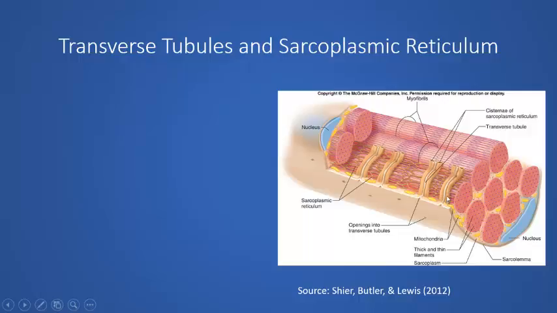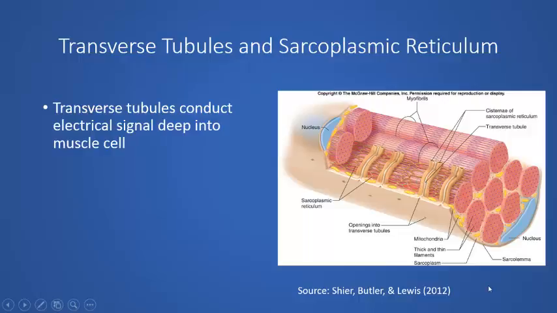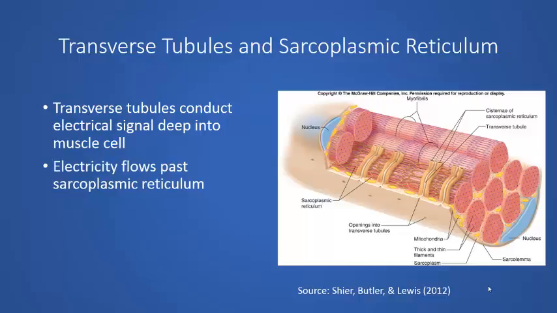Situated right next to the transverse tubule, the slightly darker yellow or orangish color structure that surrounds the myofibrils, and extends into this sort of spider web type structure between the transverse tubules, is a structure called sarcoplasmic reticulum. As the transverse tubules conduct electrical signals deep into the muscle cell, that electricity flows right past the sarcoplasmic reticulum. That's going to be important because the sarcoplasmic reticulum, as it turns out, stores calcium ions.